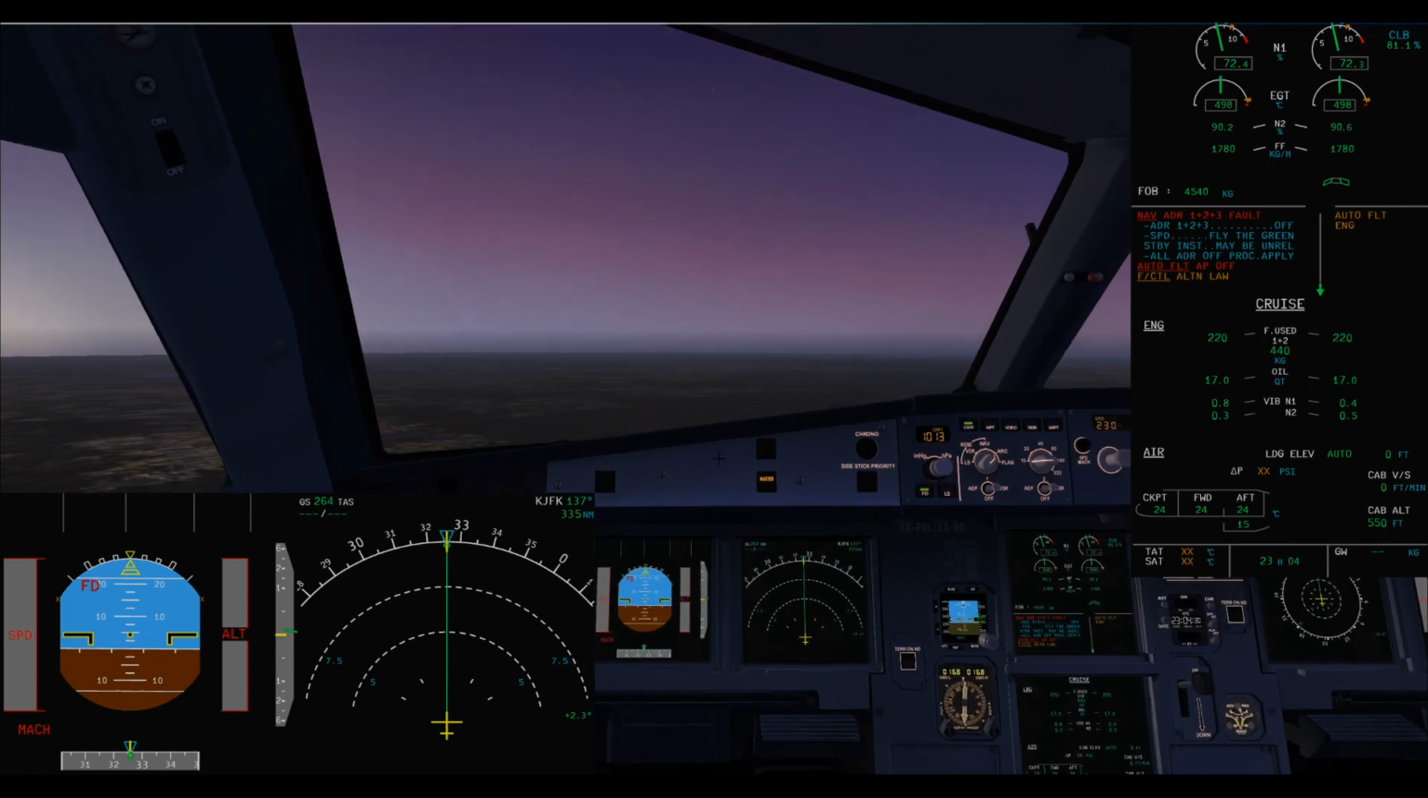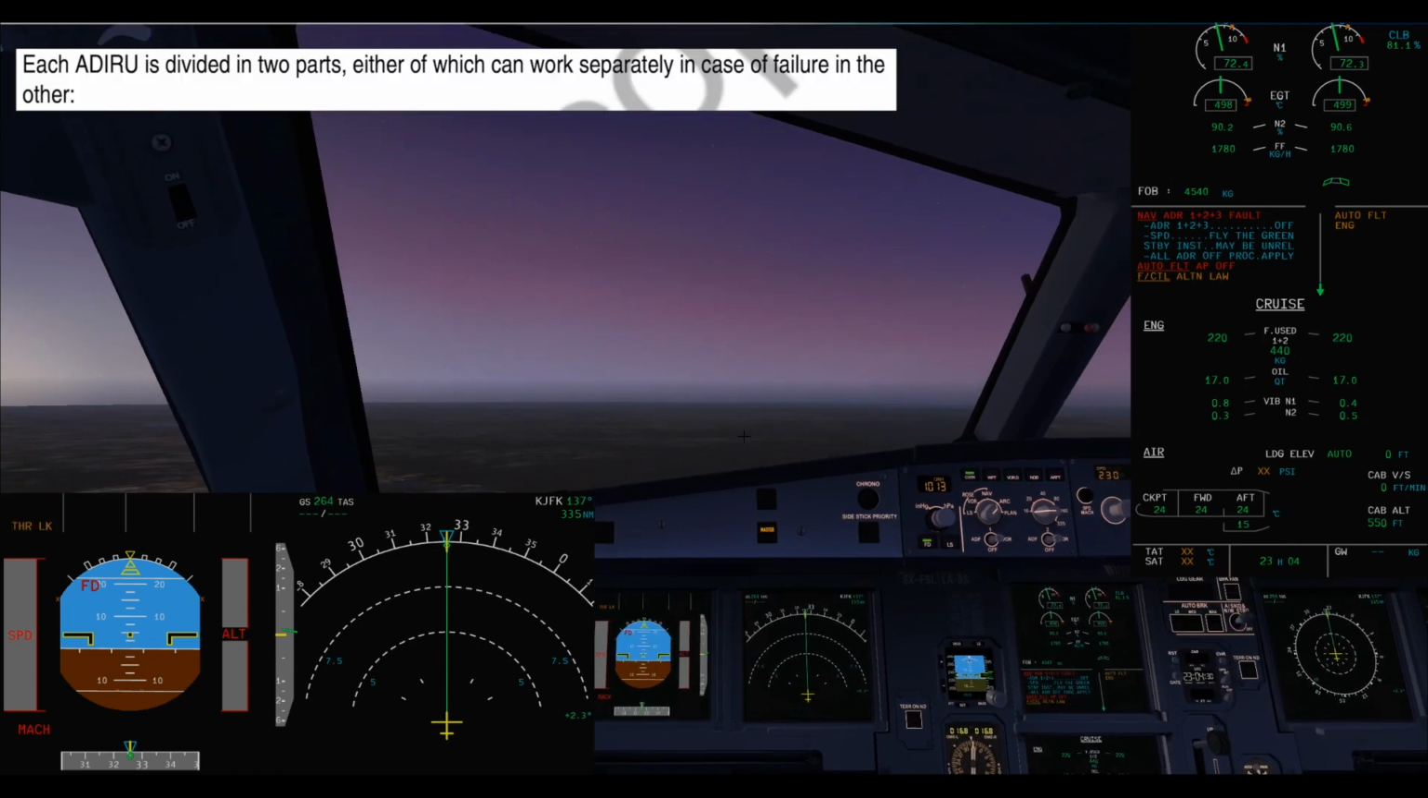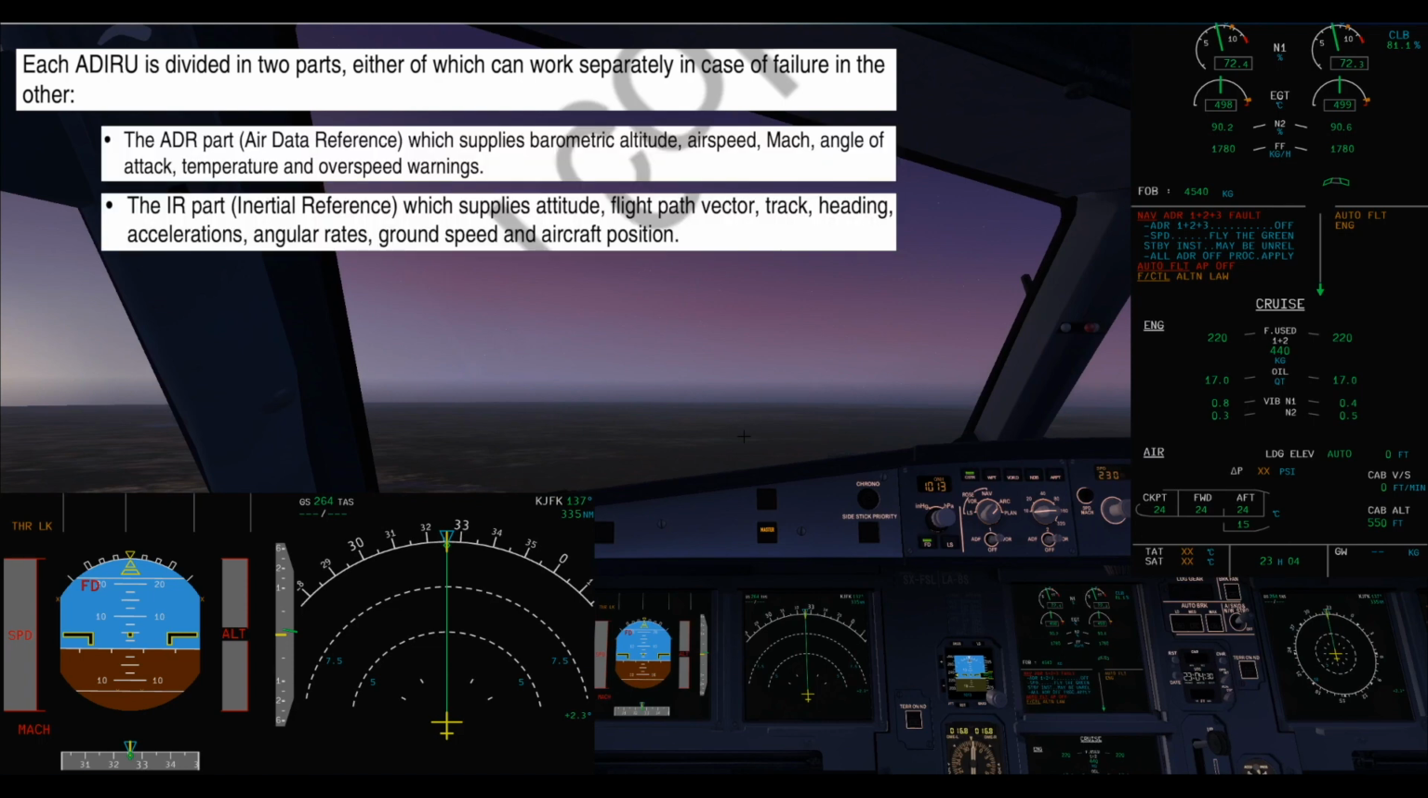Each ADIRU is divided in two parts, either of which can work separately in case of failure in the other. The ADR part supplies barometric altitude, airspeed, Mach, angle of attack, temperature and overspeed warnings. The IR part supplies attitude, flight path vector, track, heading, accelerations, angular rates, ground speed and aircraft position.